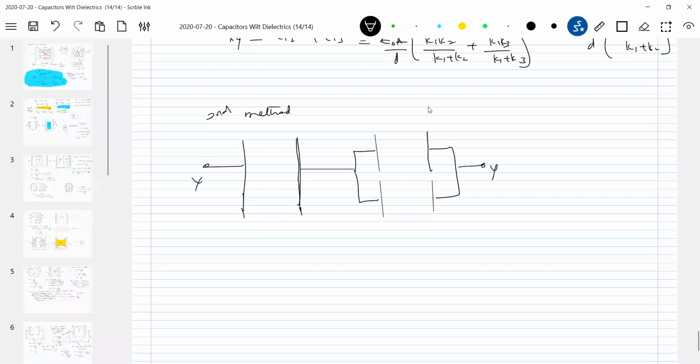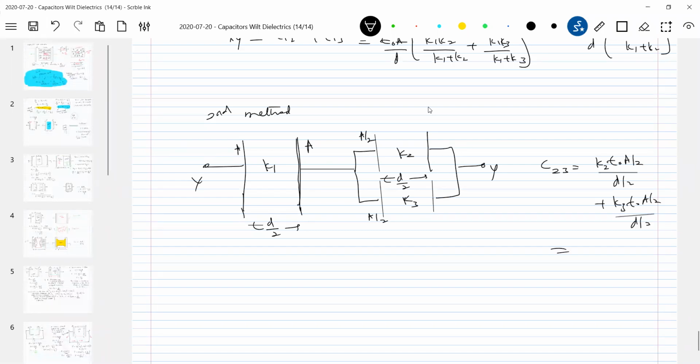This is y, this is x, this is 1, this is d by 2. Area of cross sectional plates is A. This is A by 2, and this is d by 2. This is K2, K3. So C23 first we'll find out. C23 should be equal to K2 epsilon naught A by 2 over d by 2, plus K3 epsilon naught A by 2 over d by 2. That is K2 plus K3 epsilon naught A by d.